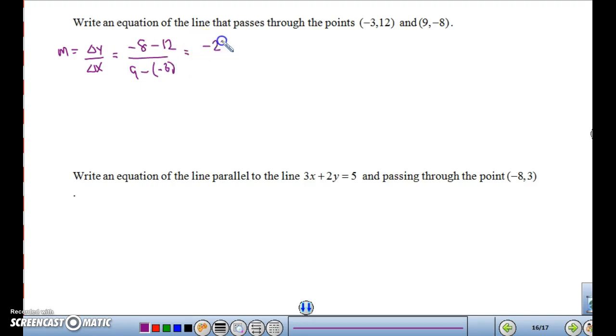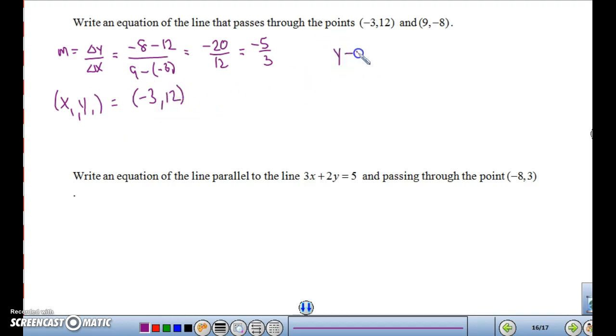-8 minus 12 is -20. 9 minus -3 is 12. -20 over 12 reduces to -5/3. So my m is -5/3. So what do I use for x1, y1? I can use either point. It doesn't matter. So let's say I wanted to use -3, 12. I can use either one.